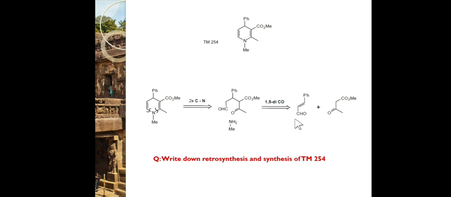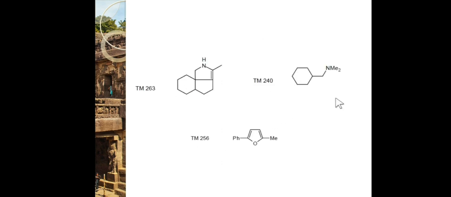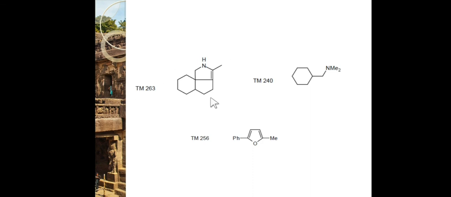Again, a task for you guys: write down the retrosynthesis and synthesis of target molecule 254. This is all about today's lecture. This is again homework for you guys. Write down target molecule 258, its retrosynthesis and synthesis. Besides this molecule, we have these three molecules for you guys. So this is a home assignment: you need to write down the retrosynthesis and synthesis of target molecules 258, then 263, 240 and 256.